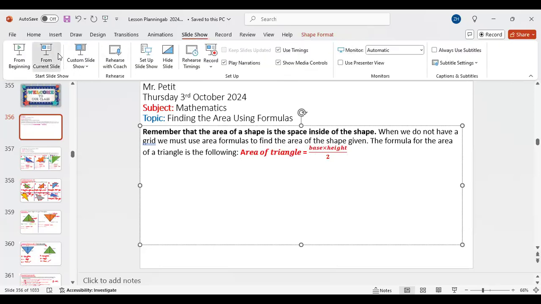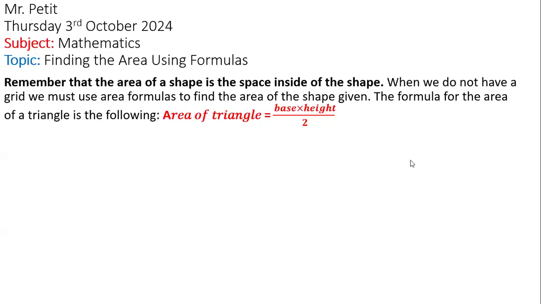And so write this down for me, please. Again, what is the formula for the area of a triangle? Base times height.